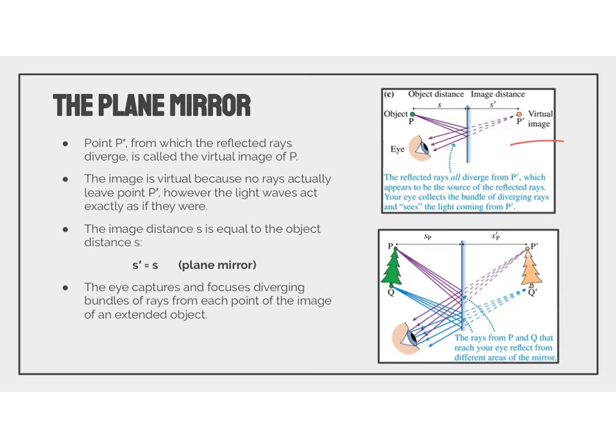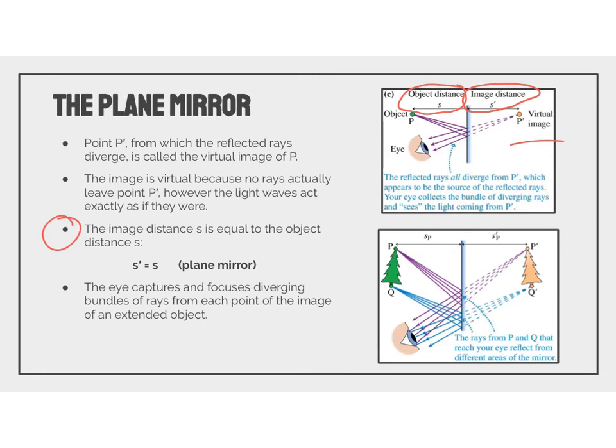Now, there's a couple other things that we need to set up. The object distance is how far away you are from the mirror. The image distance is how far away the image is from the mirror. Now, in a plane mirror, these two are exactly the same because it's a nice flat mirror. So the image distance and the object distance will be the exact same.